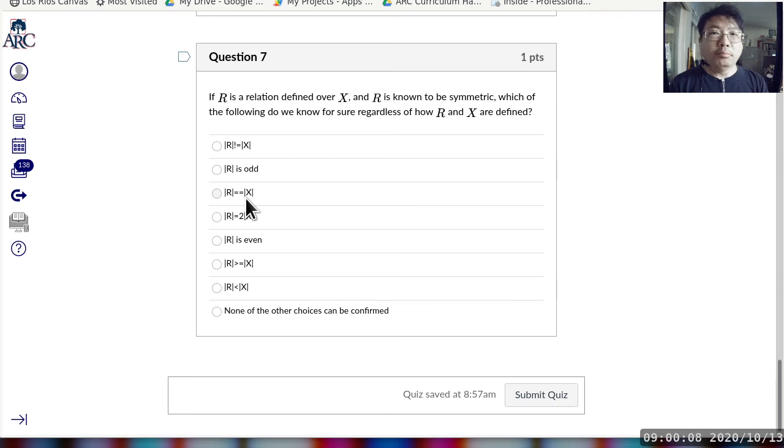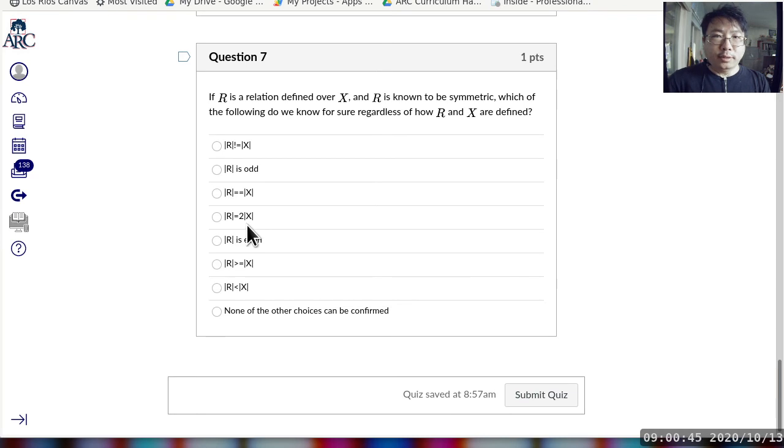Because let's just say that X has 1, 2, and 3. And R can consist of only one single element, which is (1, 1). That would make it symmetric, non-reflexive, but symmetric. But the cardinality is definitely not the same, because X has 3 elements and R only has 1 in this case. Also, if you look at R as an empty relation, that also fails this requirement, because regardless of the number of elements in X, R has a cardinality of 0.